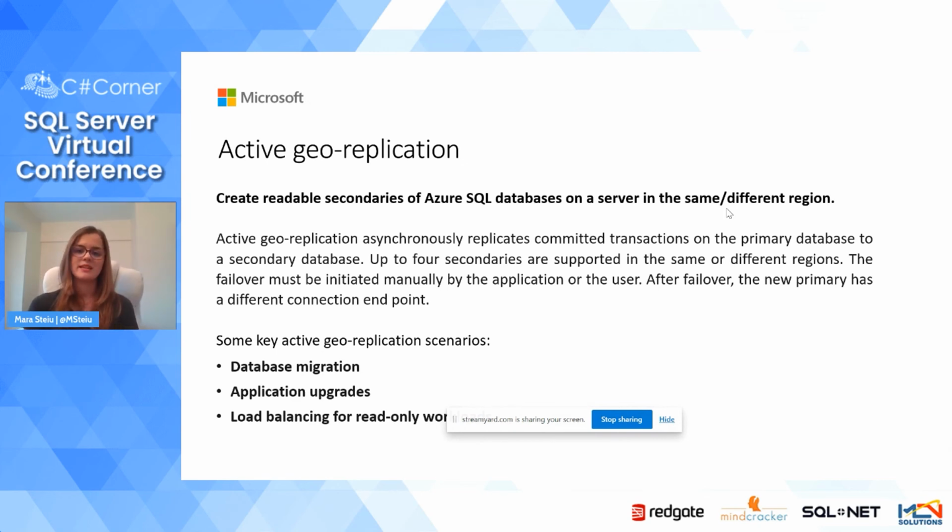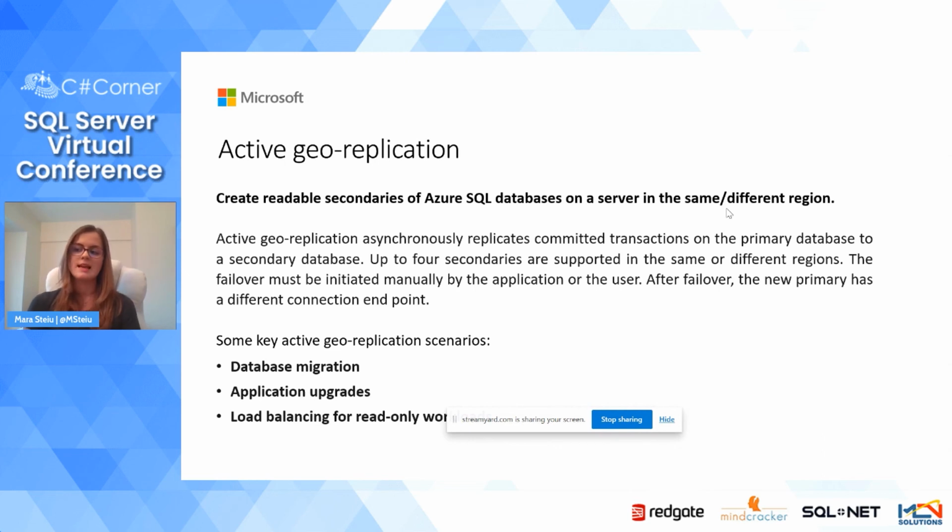It asynchronously replicates committed transactions on the primary to a secondary. Because it is asynchronous, at any given point in time the secondary might be slightly behind the primary, but the secondary is guaranteed to never have partial transactions. Up to 4 secondaries are supported in the same or different regions. And again, the failover has to be manually initiated by the user, and afterwards the new primary has a different connection endpoint.